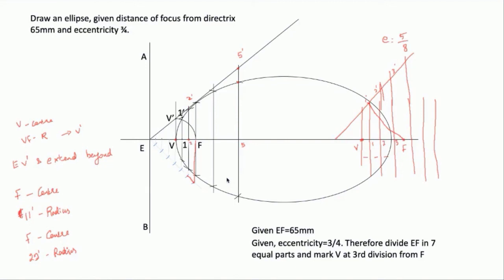This eccentricity method is used for construction of ellipse, parabola and hyperbola. All the procedures are the same. The only thing which varies is your location of V. If V is exactly at the middle of E and F, you will be constructing a parabola. If V is more aligned towards E, you will be constructing a hyperbola. Okay, so please be aware. The procedure for construction of all these curves is the same, and this is by the eccentricity method. So I hope everything is clear now.